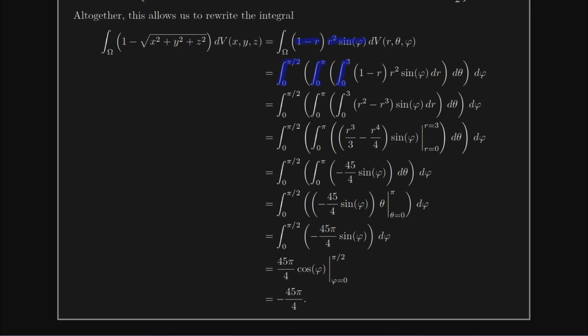And then from that point onwards, I'm just going to distribute r, I get r squared minus r cubed. I integrate in r. I plug in my values for r. That happens to give me a negative 45 over 4. I can integrate in theta, but there's really no thetas in my integrand right now, so I just pick up a theta for free. Theta goes from 0 to pi. That's just going to give me a pi in my coefficient. And then finally, I'm going to integrate in phi, so I'm integrating sine phi, which gives a negative sign, and I'm going to get a positive cosine phi from 0 to pi over 2. That's going to give me negative 45 pi over 4.